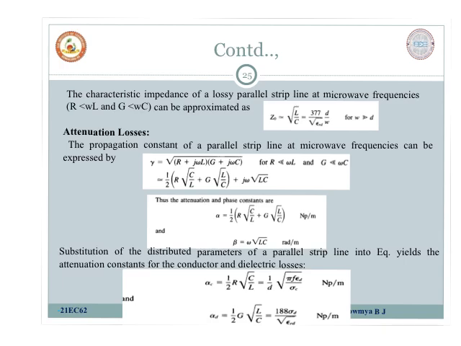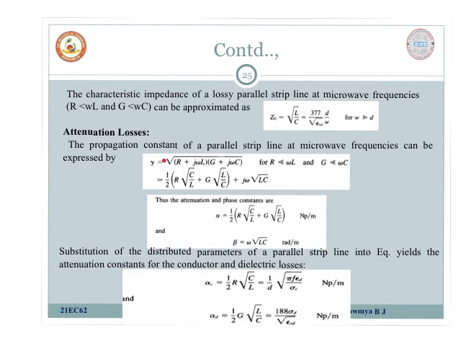Now, let us write the characteristic impedance for a lossy parallel strip line. For a lossy parallel strip line at microwave frequency, R is much less than omega L, G is much less than omega C. It can be approximated as Z0 is almost equal to square root of L by C, that is equal to 377 divided by square root of epsilon Rd into d by W, for W very much greater than d. Now, let us find out what is the attenuation loss.